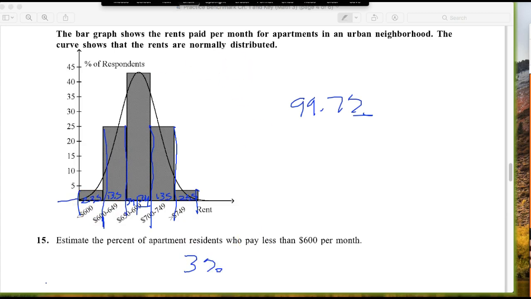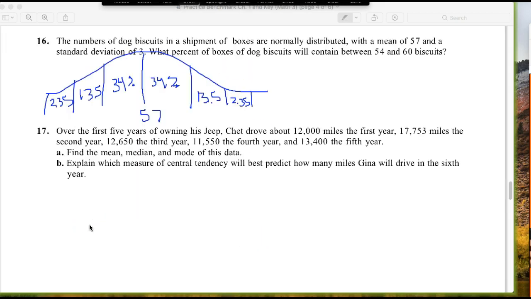All right, I went ahead and drew a normal distribution curve for number 16. The number of dog biscuits in a shipment of boxes are normally distributed with a mean of 57 and a standard deviation of 3. So 3 up, 3 down, each side. I went ahead and wrote the percentages under a normal distribution, 34% on each side, so 68% within one, 13.5% to the next, and 2.35% to the next. I know the writing is really ugly, and I apologize for that.